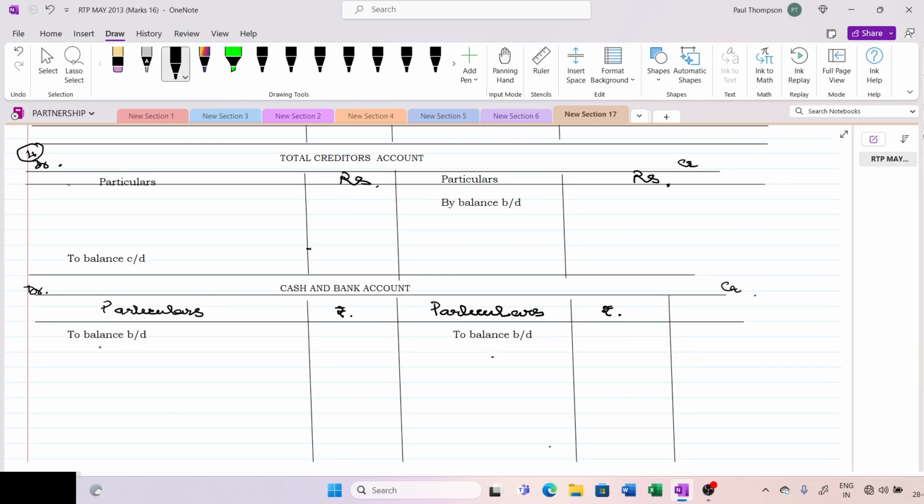Now cash and bank account, our working note is 5. First they have given the opening balance of bank overdraft. So this will be by balance brought down 4,270, the opening bank balance. Next item, they have given outstanding salaries.